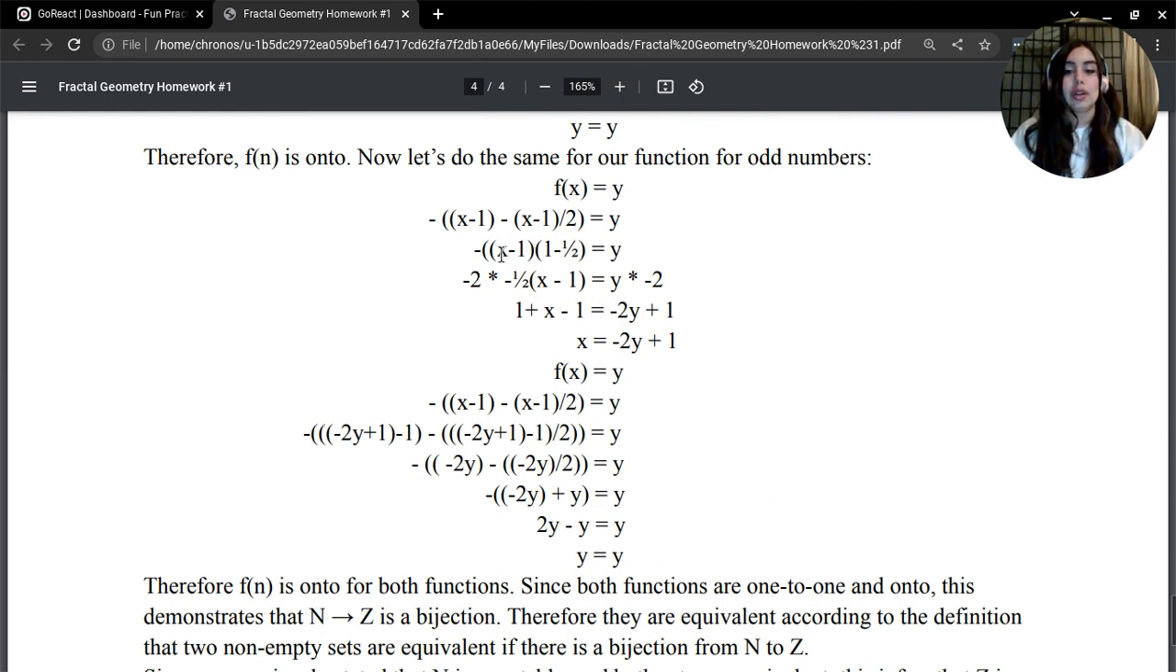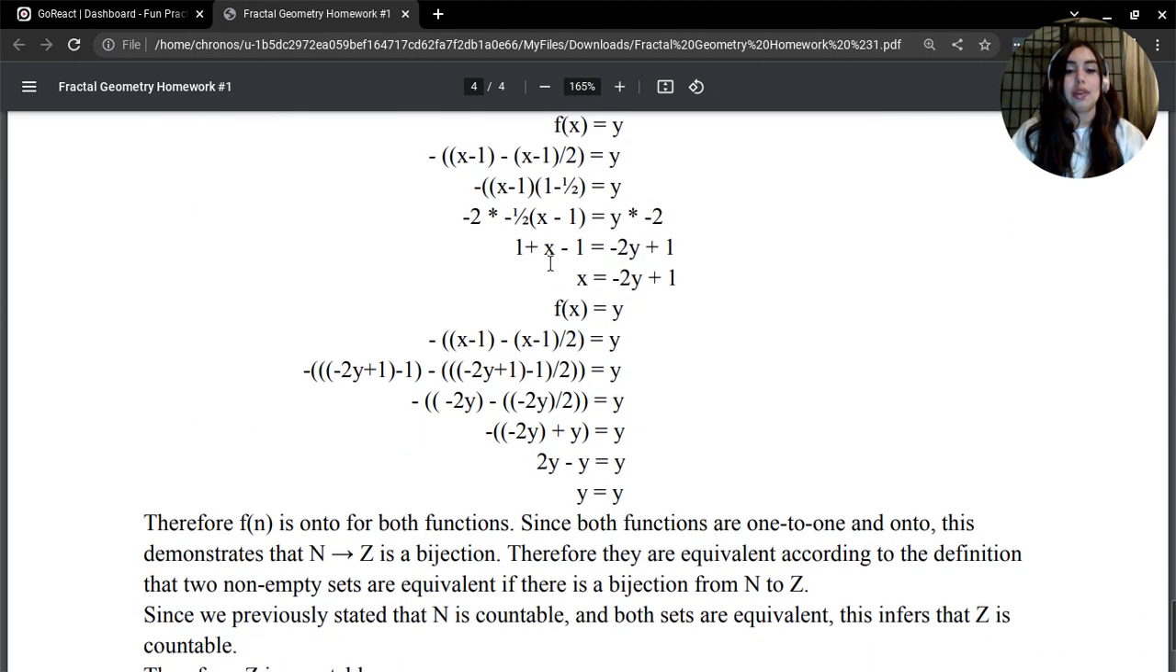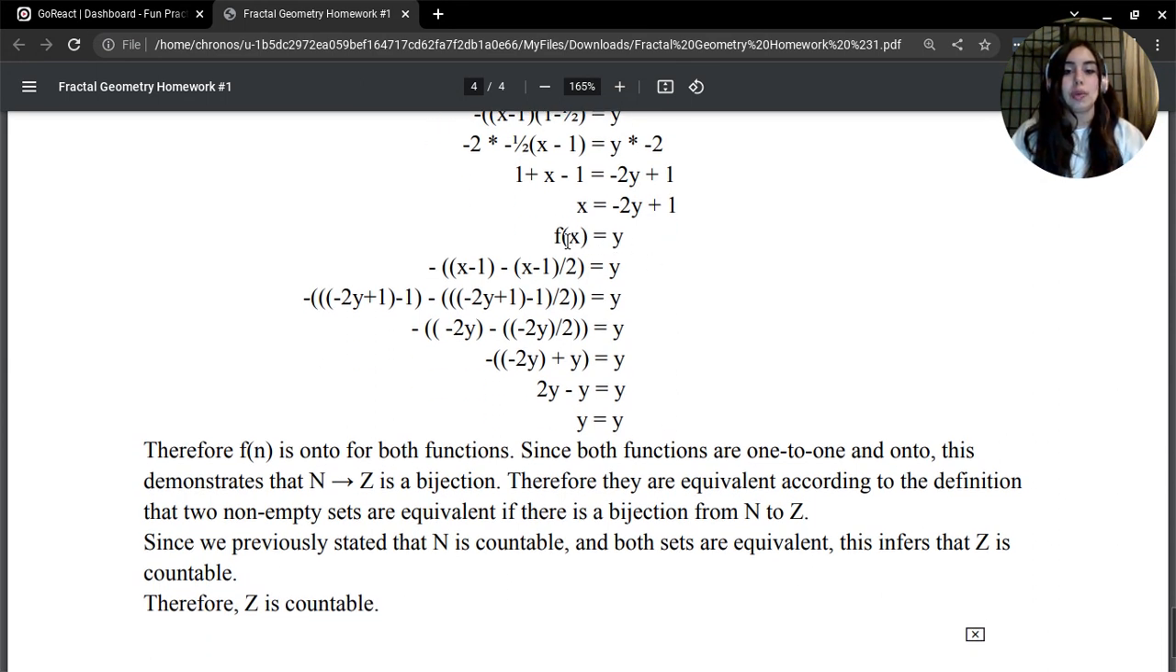So again, we can factor out our x minus 1. We are left with a negative 1/2 on the outside. We can multiply by negative 2. Simplify again, and our x is equal to negative 2y plus 1. And we can again plug this into our original function. So we will end up with this extremely long function right here, which is a negative on the outside, and then negative 2y plus 1 minus 1 minus (negative 2y plus 1 minus 1) divided by 2.